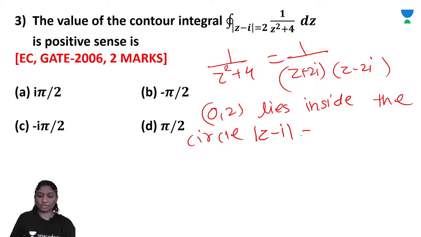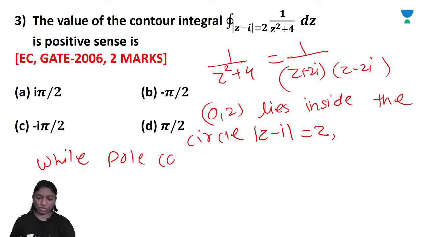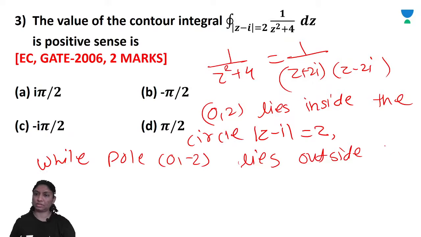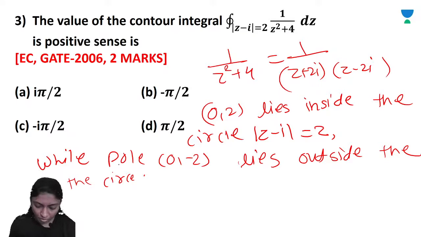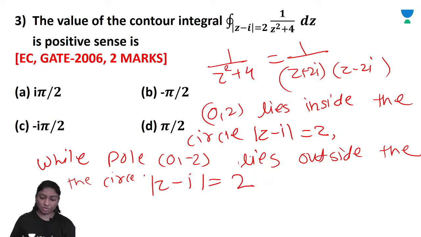Mod of z minus i is equal to 2, while pole minus 2i lies outside the circle. Right? Outside the circle mod of z minus i is equal to 2. Right? So we can find out the residue.